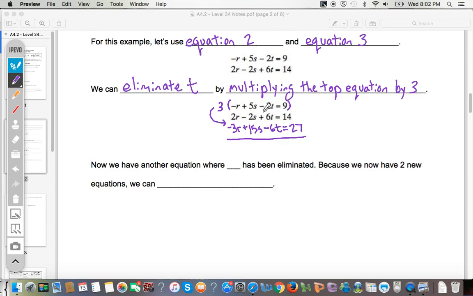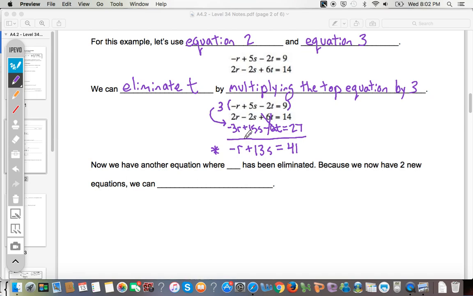So let's combine these. So I have positive 6t right here, negative 6t right here. Those are going to cancel. I have 2r minus 3r, which is negative r. Negative 2s plus 15s, which is a positive 13s. Of course, our 6t's cancel, and we have 14 plus 27, which is 41. So I'll star this equation as well. Remember, we starred our first one as well, way up top. Our second equation we're going to use just shortly here.